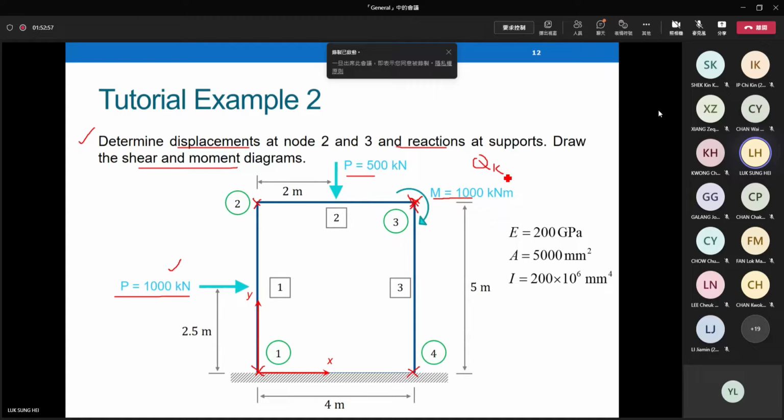QK vector. And in these questions, you know E, you know A, you know I. So you can find out the elements of the matrices K1, K2, K3. The procedure is classical, but it involves quite a lot of calculations.